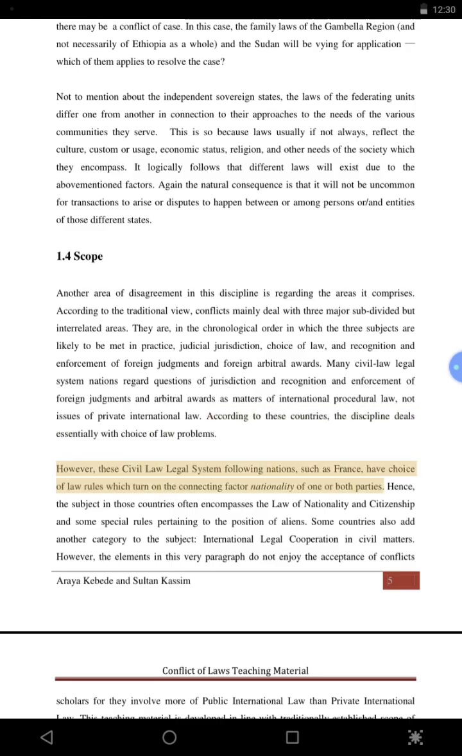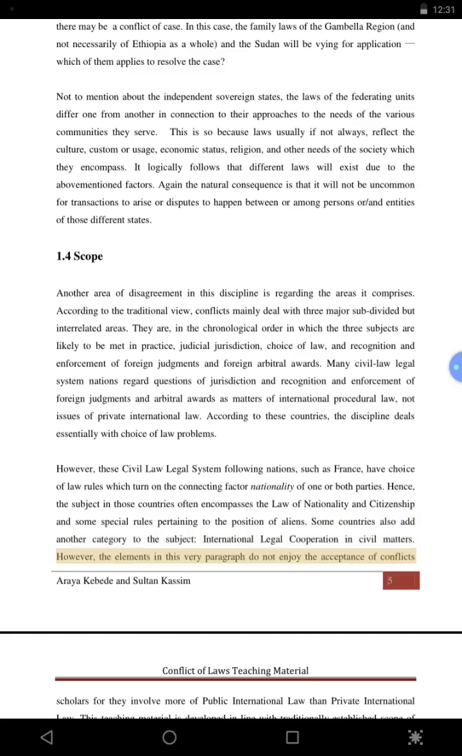However, these civil law legal system following nations, such as France, have choice of law rules which turn on the connecting factor of nationality of one or both parties. Hence, the subject in those countries often encompasses the law of nationality and citizenship and some special rules pertaining to the position of aliens. Some countries also add another category to the subject: international legal cooperation in civil matters.